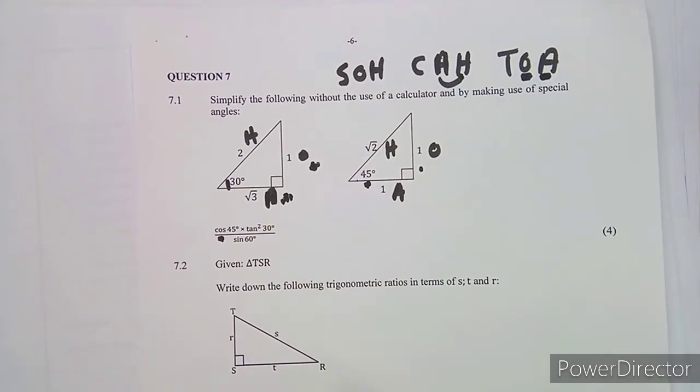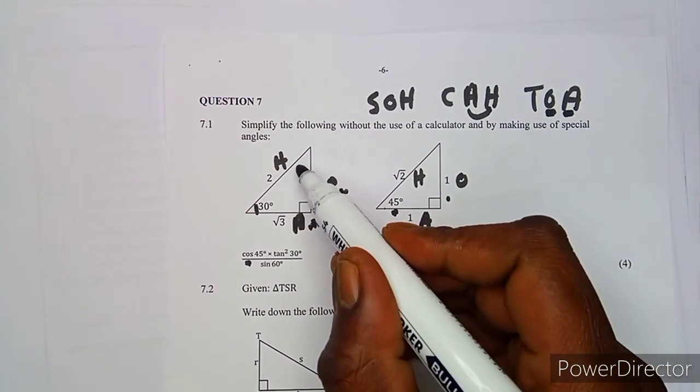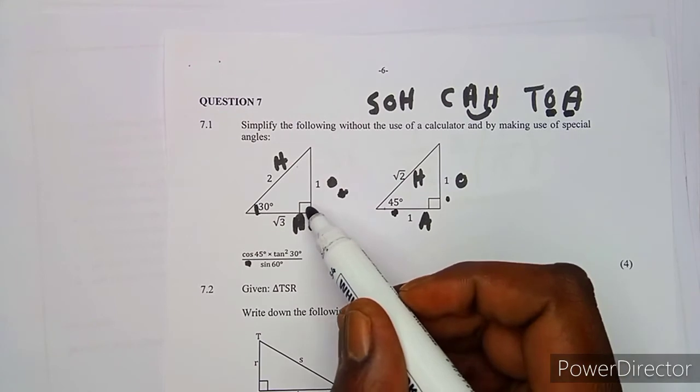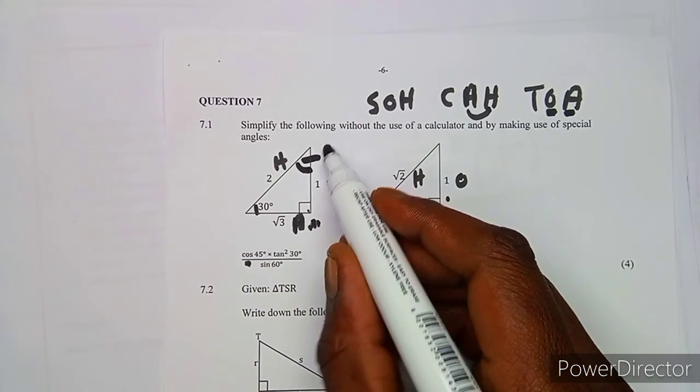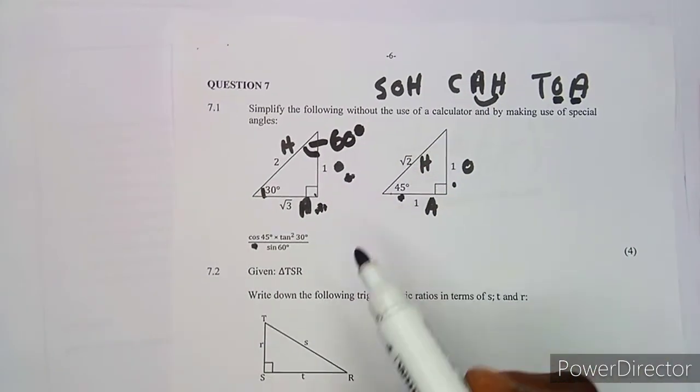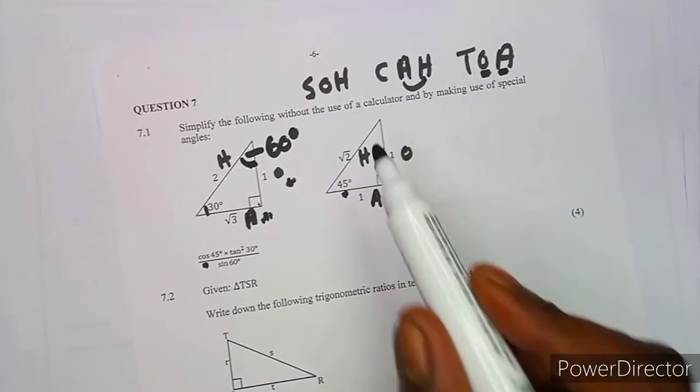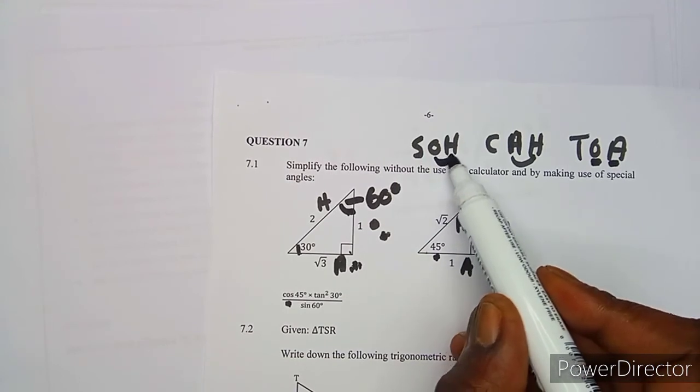sine 60. We definitely have to find it here, because this is 30, 90, so this will be 60 here. Angles in a triangle, so this will be your 60 degrees. And according to 60 degrees, sine is opposite over hypotenuse.